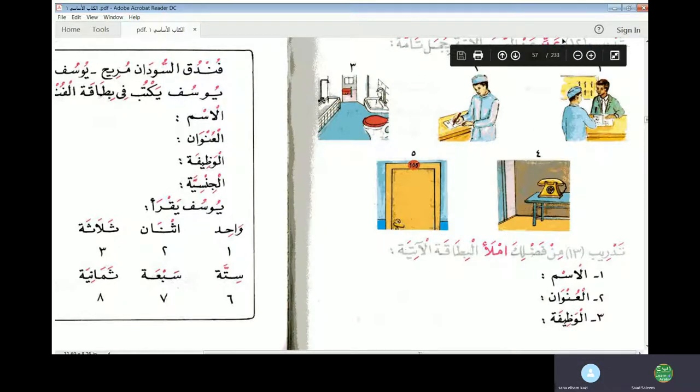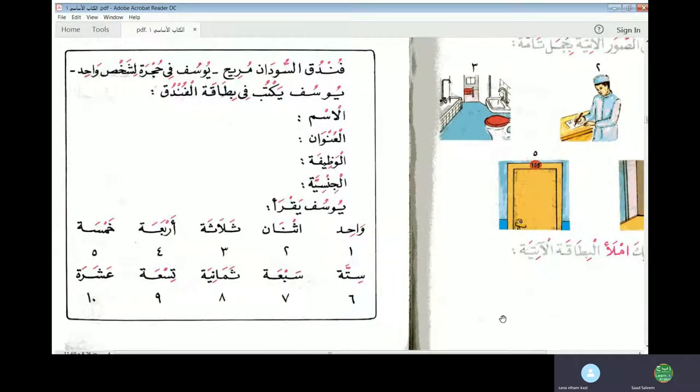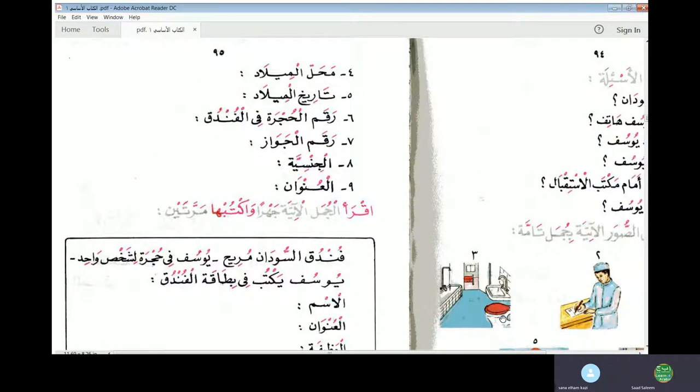Al-ismu, Yusuf Ibrahim or something like that, right? According to you. Okay. Al-ismu, Jamal Mujaddid Muhammad. Al-unwanu, California, America. Al-wazifatu, tabibun. Mahallul milad, place of birth, al-Hind. Tarikhul milad, Mayo, Sipta Mayo, okay.